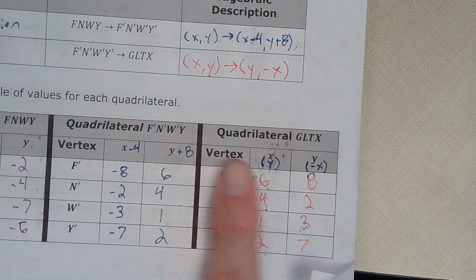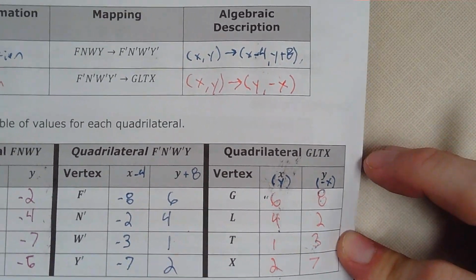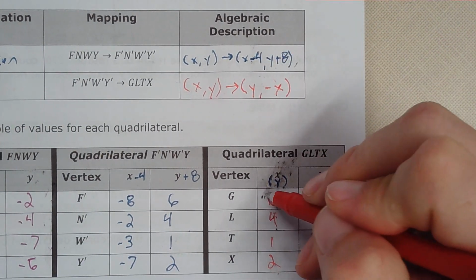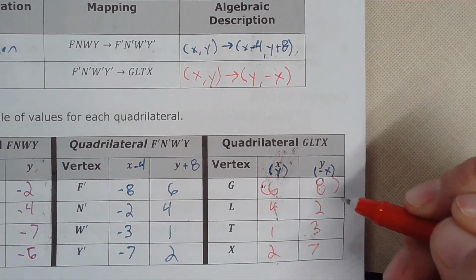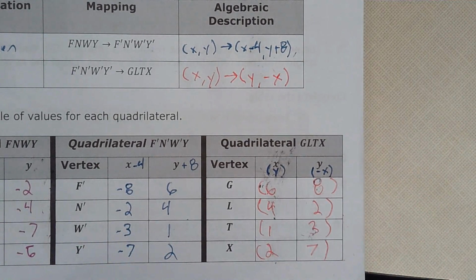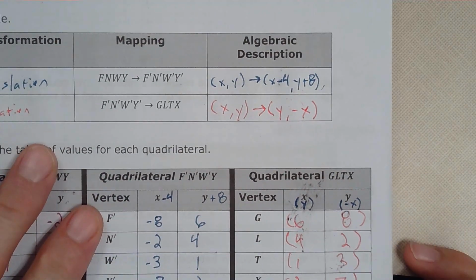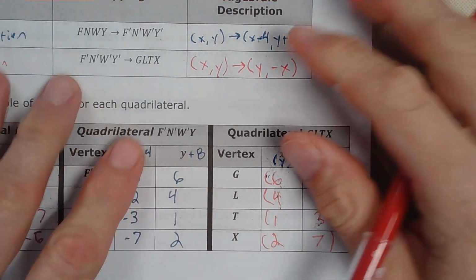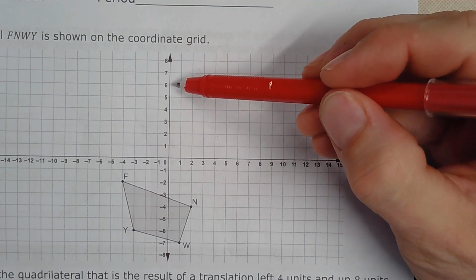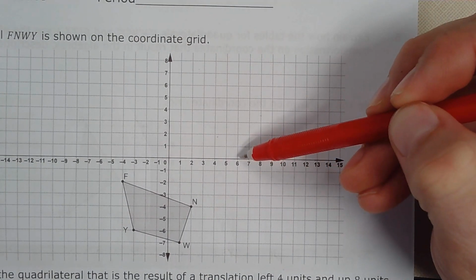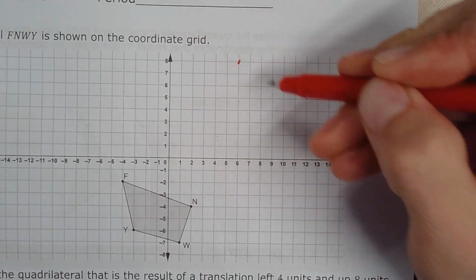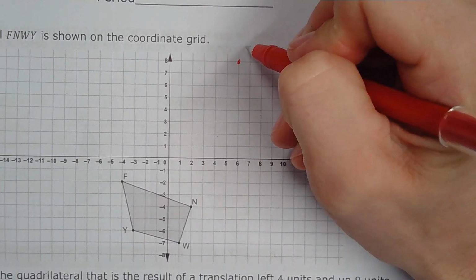Okay, now that I got all this done, it's going to be much easier to plot these numbers, right? Because these are my new coordinate pairs for this quadrilateral. So I'm going to plot 6 and 8, right? So I'm going to go up here. I'm going to plot 6, so 1, 2, 3, 4, 5, 6, and then 8. And that is going to be G.